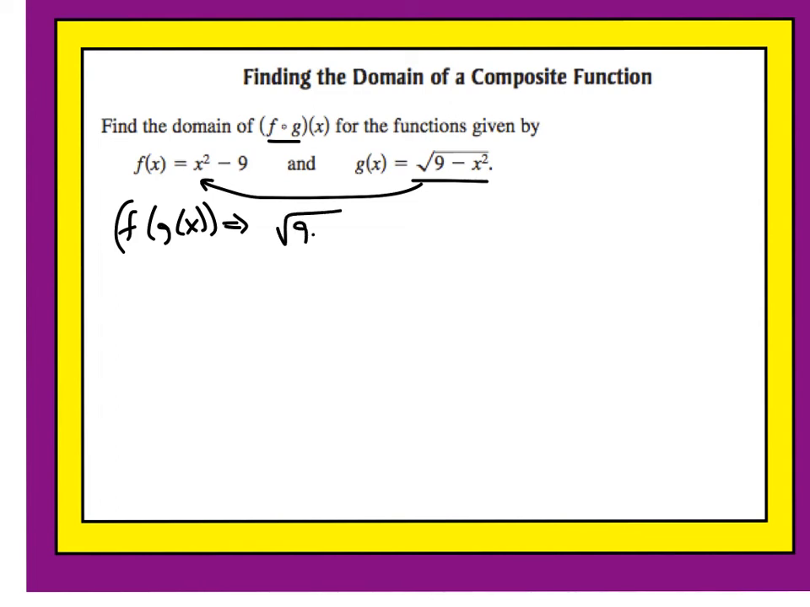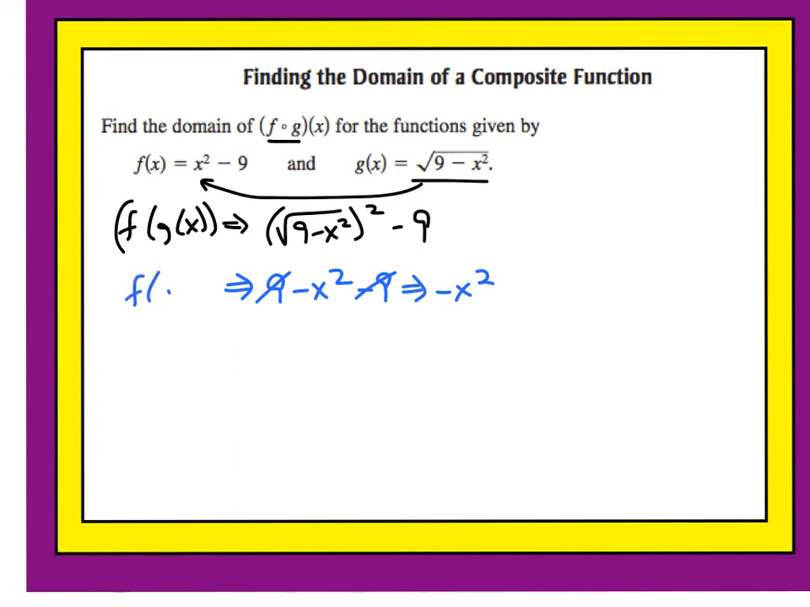So now I have the square root of 9 minus x squared, minus 9. What happens when I square a square root? They cancel, right? So then I'm left with 9 minus x squared minus 9. Cancel the 9s. So then I'm left with negative x squared.